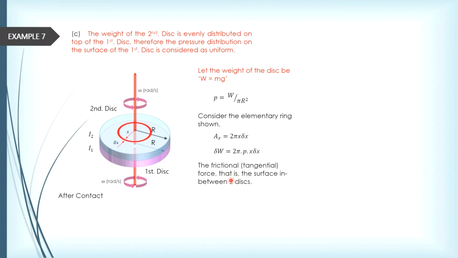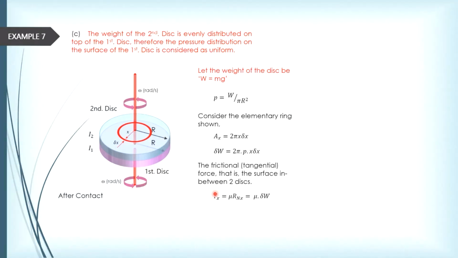So the frictional or tangential force is the surface in between the two disks. Now, this is the frictional force. Between the two, you will have friction created because both surfaces are rough. So you have mu Rn, that is for the ring. I put a subscript x here, that means it's for the ring. This is not the radius, this is for the ring. And it equals mu delta W. Delta W is the normal force actually acting on the lower disc.